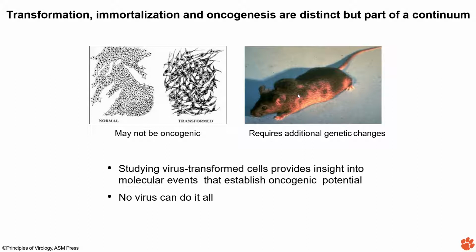So you have to see the tumor, and the mice have to be immunocompromised. Studying the virus-transformed cells provides insight into the molecular events that establish the oncogenic potential, but no virus can do it all. So that's the important part. There has to be something wrong with the cell, and the virus can take advantage of that. The virus alone is not enough to cause cancer. Any virus, no matter what, we're going to see that.